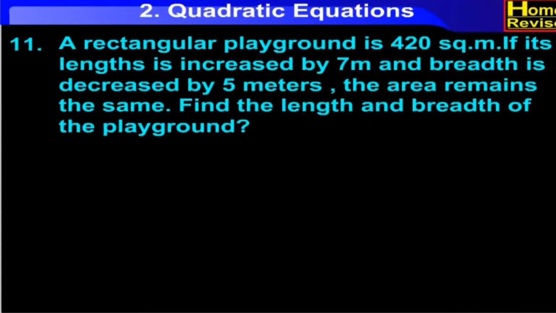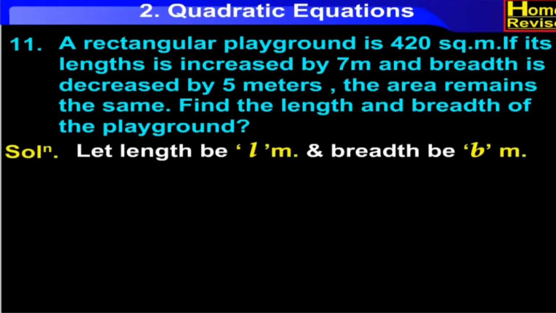A rectangular playground is 420 square meters. If its length is increased by 7 meters and breadth is decreased by 5 meters, the area remains the same. Find the length and breadth of the playground. Solution. Let length be L meters and breadth be B meters.